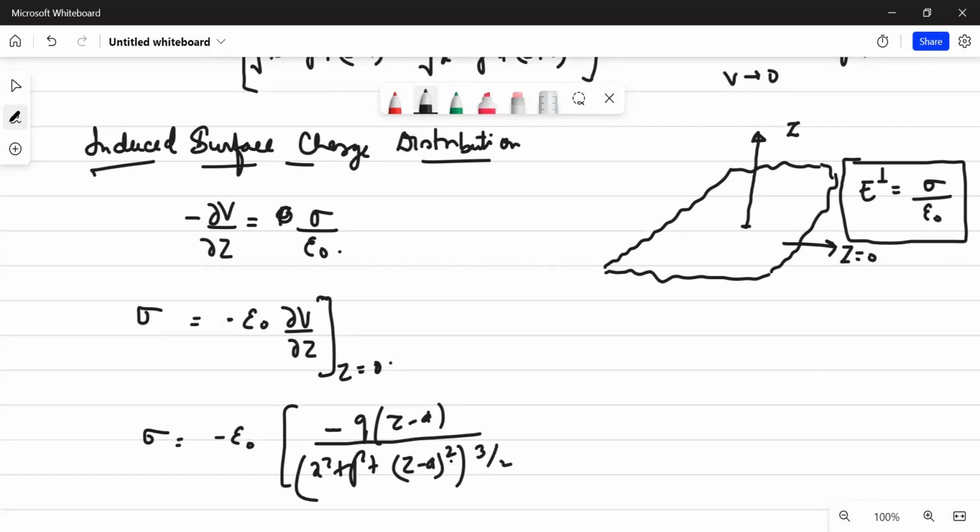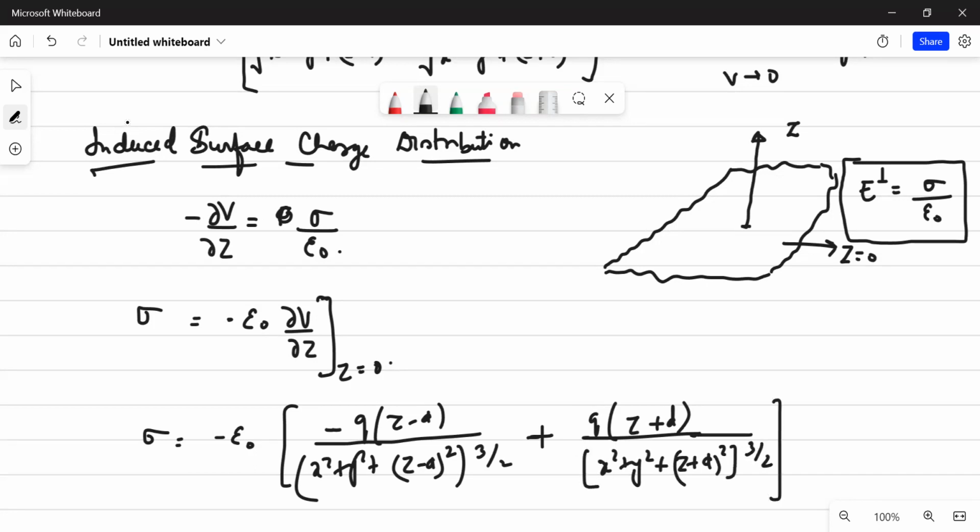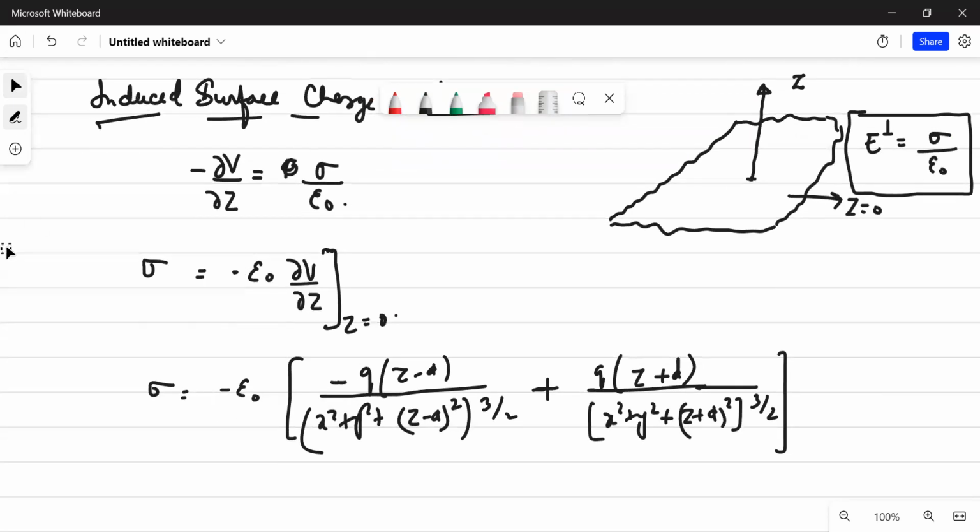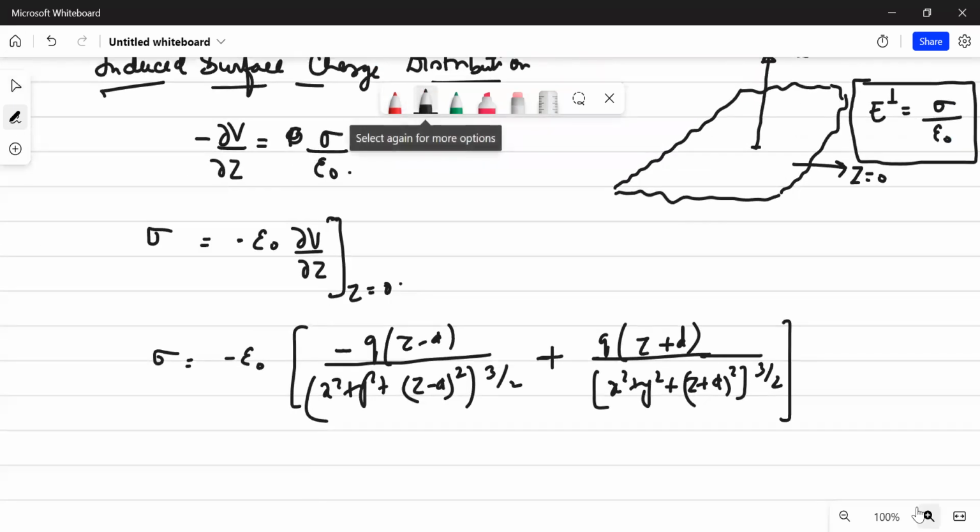One by 2 will come because of this, and then the derivative also gives 2. And then minus plus q times z plus d divided by x square plus y square plus z plus d whole square to the power 3 by 2. Is that clear? All these things are to be evaluated at z equal to 0, because we want to find the induced distribution of the charges on the plane z equal to 0. Is that clear?